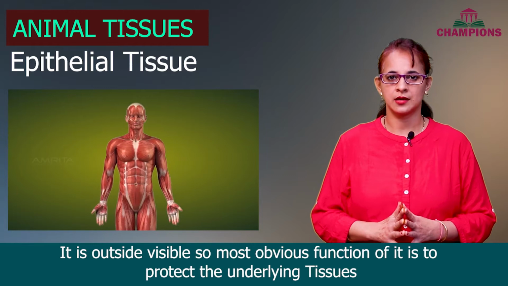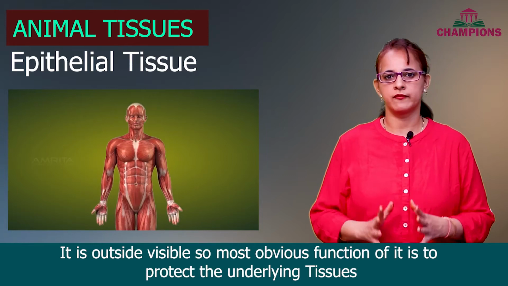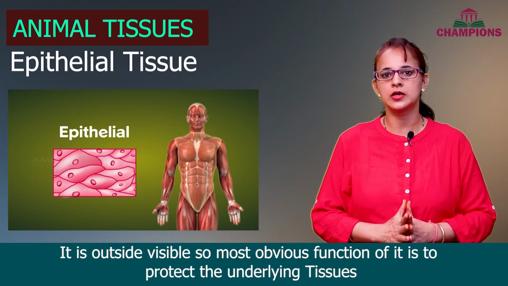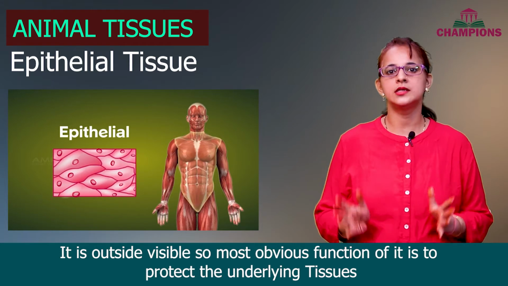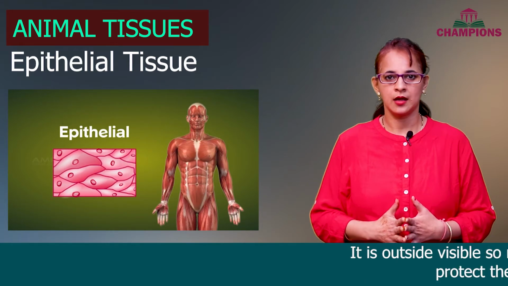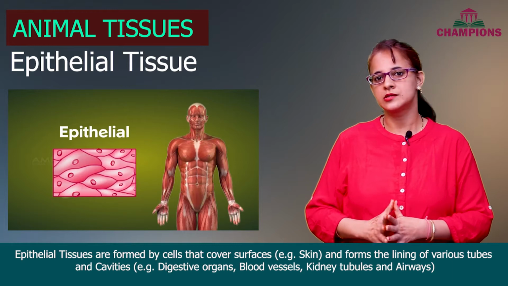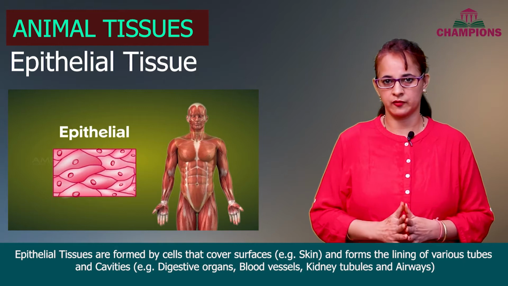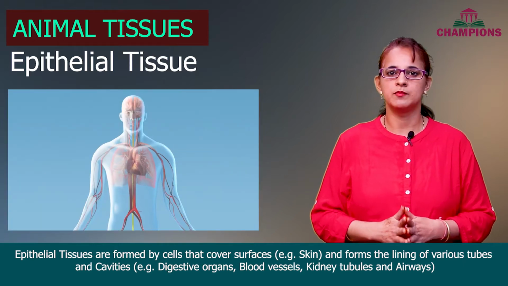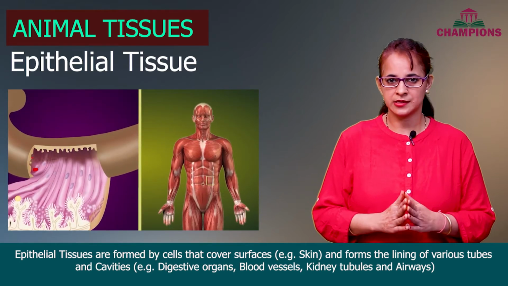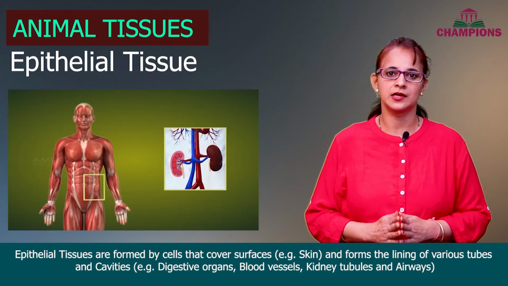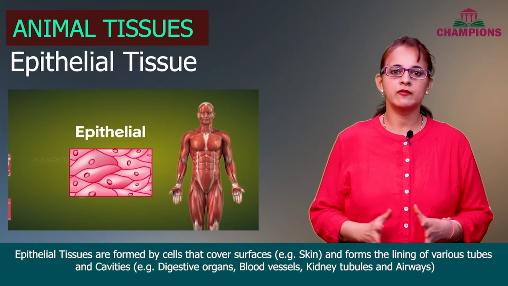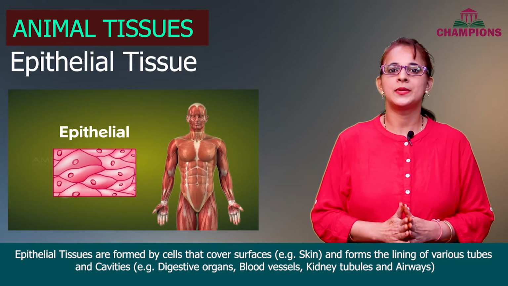For example, skin. Skin is a covering of the whole of our body, so that means its purpose is to provide protection to the underlying tissues. Rest all the tissues, they are present beneath the skin. Another example of the epithelial tissue is that its main purpose is protection, so it protects the various parts of our body. For example, it is the lining of the blood vessels, the lining of the digestive system, alimentary canal, lining of the kidney tubules, lining of the buccal cavity. So the lining of the various parts of the body, that is the epithelial tissue.